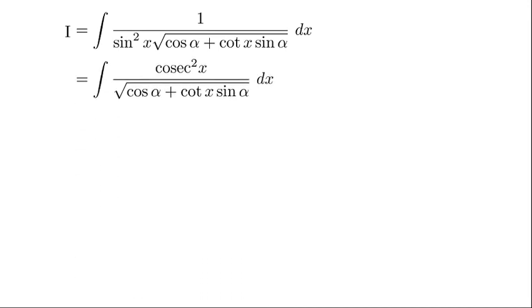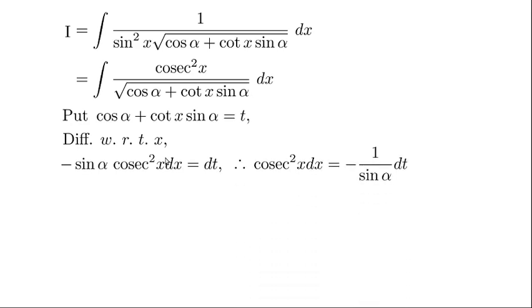And now what we see is cos alpha is constant, sin alpha is also constant. So the derivative of cot contains cosec square. So we put this part equal to t: cos alpha plus cot x sin alpha equal to t. When we differentiate, the derivative of cos alpha is 0, whereas sin alpha is written as it is, and the derivative of cot x is minus cosec square x dx equal to dt. What we want is only cosec squared x dx, so we cross multiply this sin alpha. So we get cosec square x dx equal to minus 1 upon sin alpha dt.